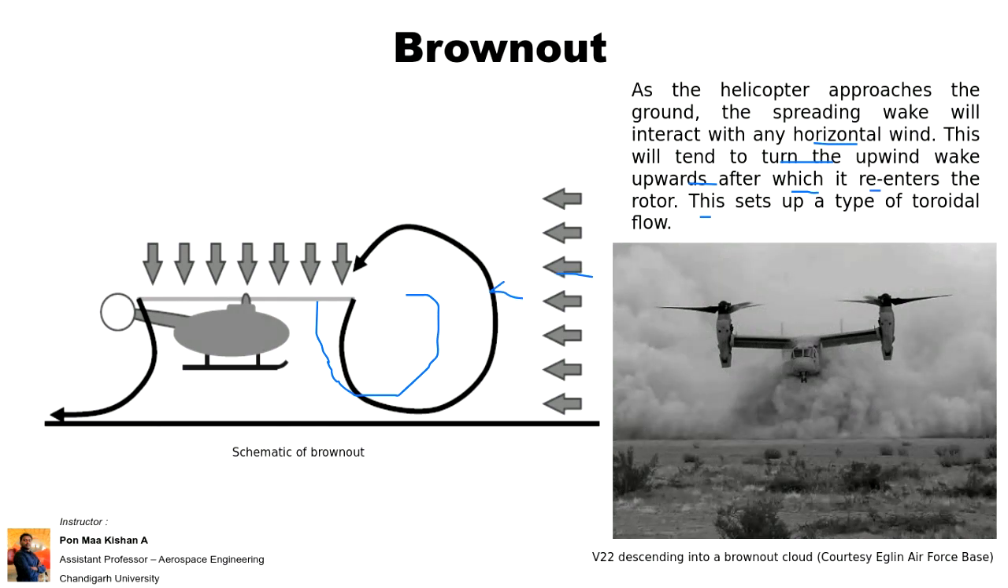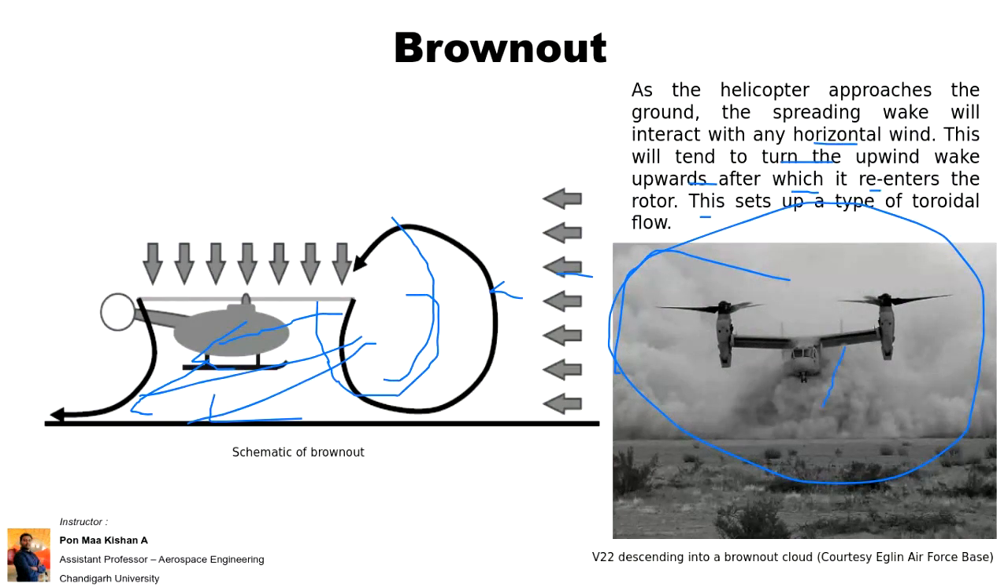The wake will also move backward. Instead of moving reverse, it will try to move backward. Okay. So if you see in this image, right? The helicopter is descending, right? So what will happen to the wake? The wake is moving backward. Okay. So this type of effect is called brown out.